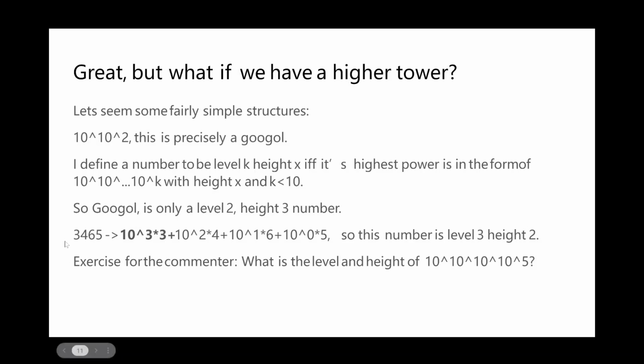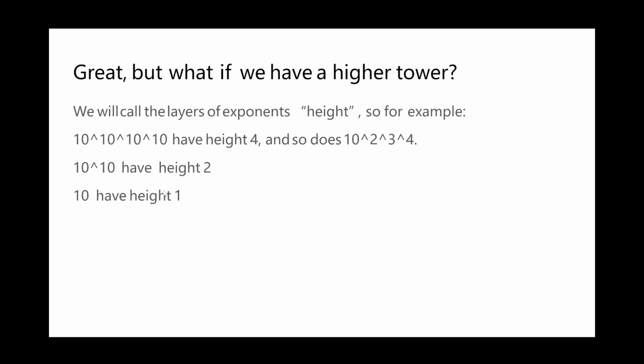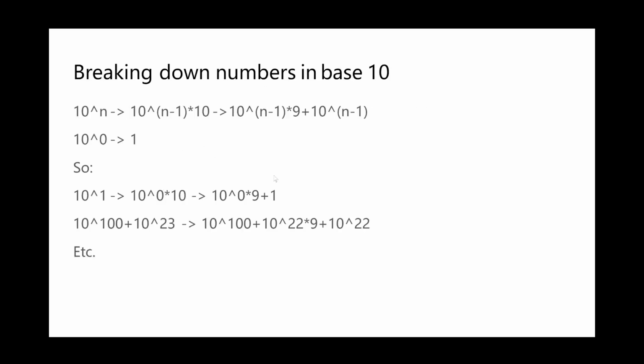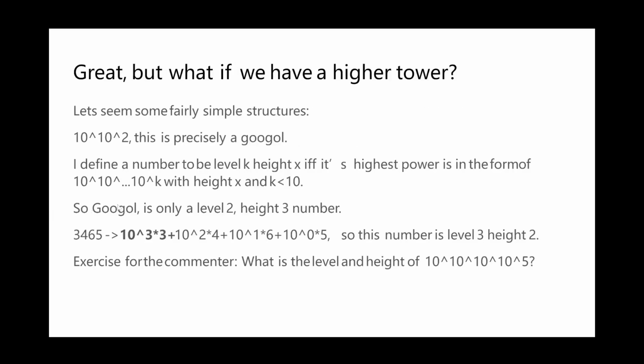And then we can see how we can translate it. So 3465, we break it down into this representation, right? Because we've talked about it here. We can just reverse this rule and then represent it in this way. And then we just look at the highest power, which is 10 to the 3, right? And then the height is only 2, right? And the level is 3, right? And an exercise for the commenter: what is the level and height of 10 to the 10 to the 10 to the 10 to the 5?